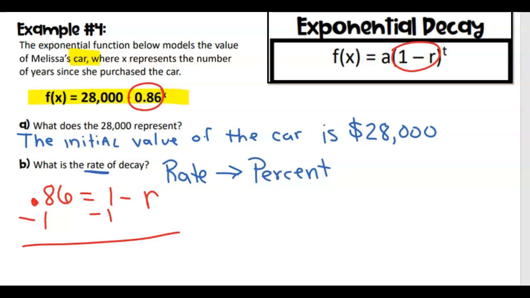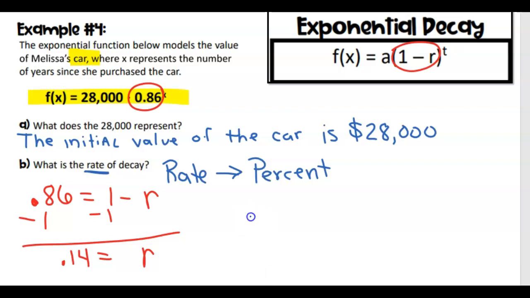What do you get when you subtract 1 from both sides? What's 0.86 minus 1? Is that what you got? If you take 0.86 and subtract 1, that's what you get, and that's equal to negative r. Divide both sides by negative 1, and that will cancel out the negatives, and so the rate is negative 14. But rate means what? Percent.